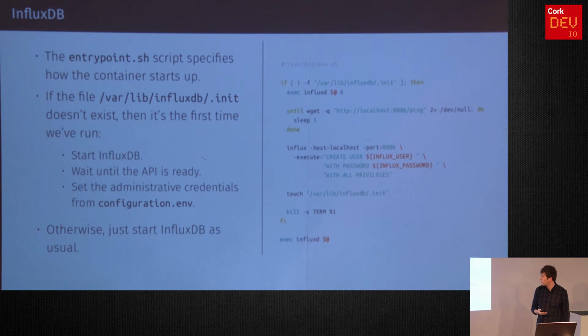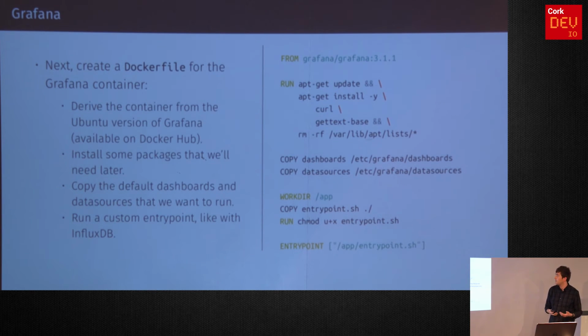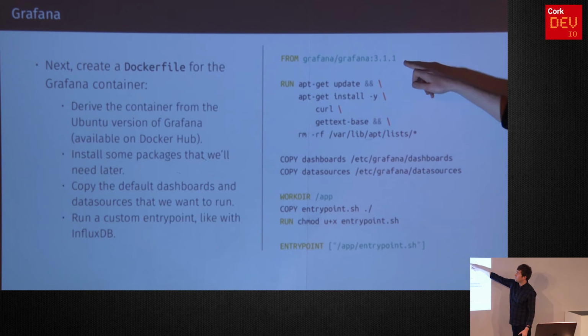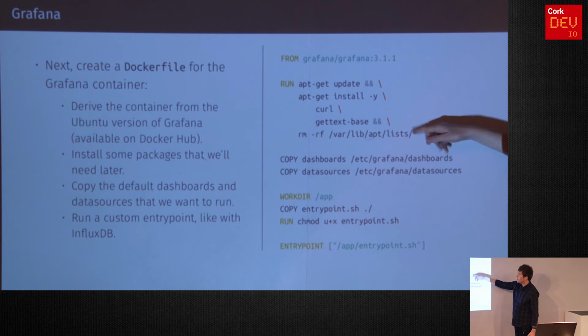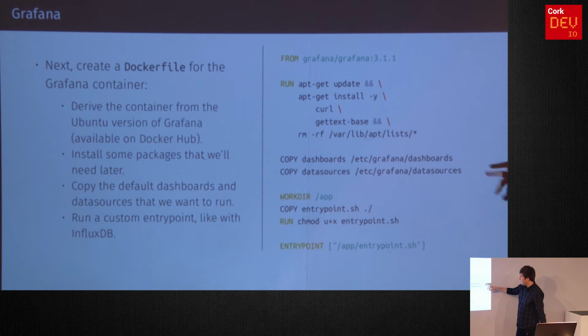So with Grafana, it's pretty similar. The Grafana image is based on Ubuntu. So Influx is based on Alpine, and this is based on Ubuntu. So just a little bit of configuration. We start from Grafana, from the Docker Hub, installing curl and gettext-base, because I need those later.